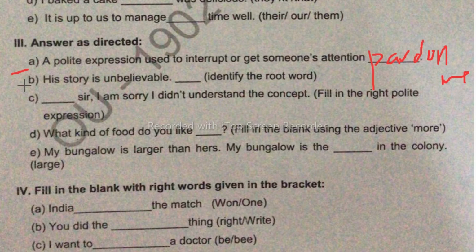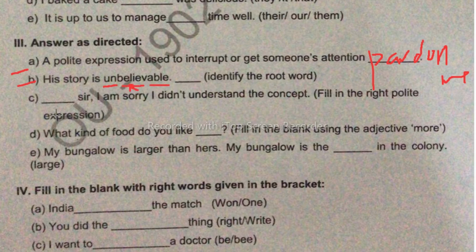Now the next one: his story is unbelievable. Here you have to identify the root. So un is a prefix here, believe is the root word, and able is a suffix here. So you have to identify the root word, and believe is your root word here.